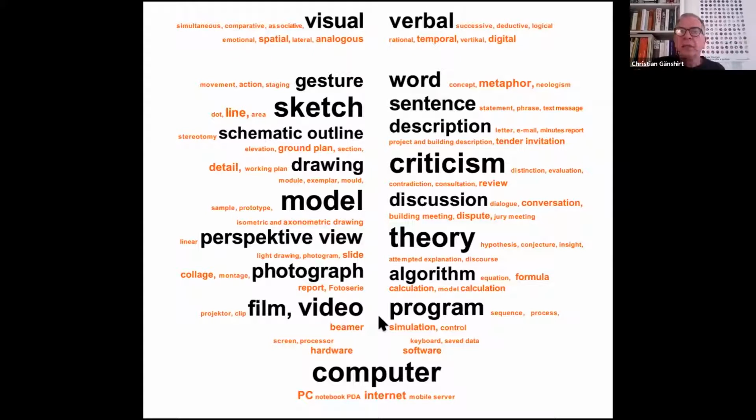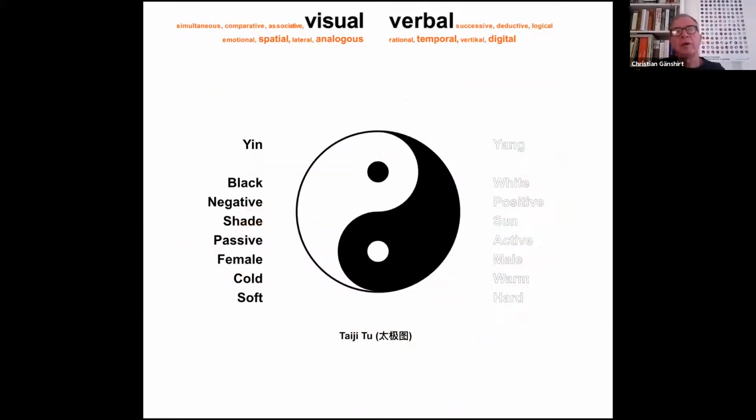I spent a couple of years in China, and one lesson I learned from that is that the relation between dualities can be understood in a different way. In the Western understanding, we see dualities as opposites. We see the visual against the verbal, and we create a big divide between them. And even professions tend to do one or the other.